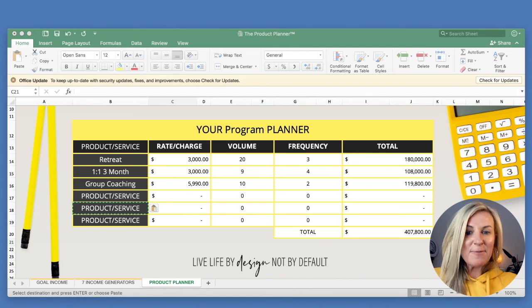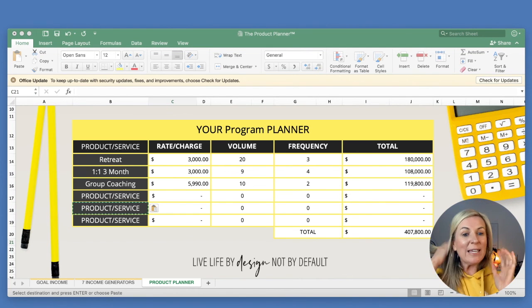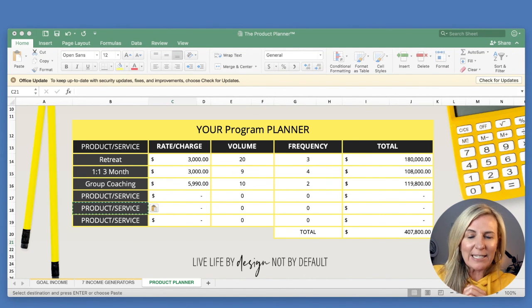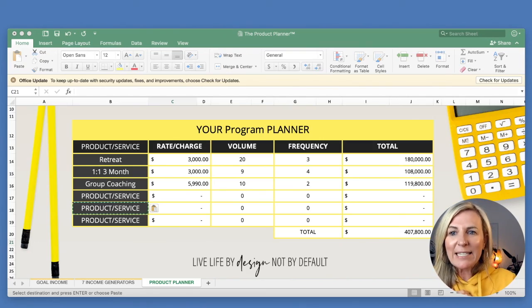And that's it. That's how easy it is to get your business built on the right foundation. So that's it, the product planner. Have fun playing around with it.